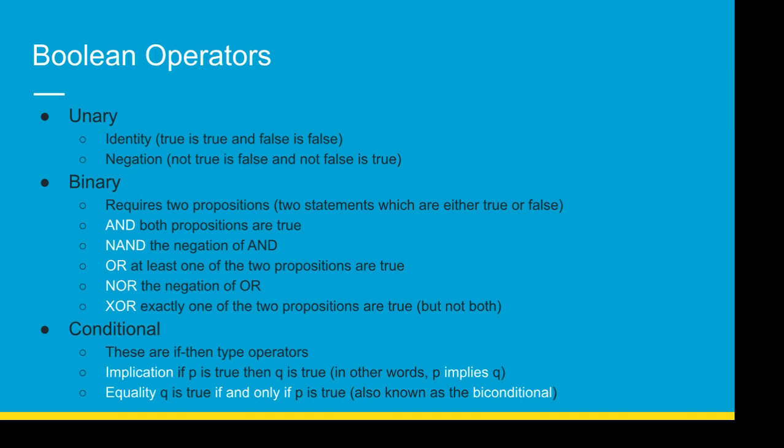There's another kind of operator called a conditional operator, and these are if-then type operators. We see this in programming, and there are two different kinds. There's an implication, which is if P is true, then Q is true. So P is true implies that Q is true. And then there's one called equality, which is Q is true if and only if P is true. It's also called a biconditional. We're going to look at these in some more detail. So this slide is just a summary of the different types of Boolean operators that you'll come across and the ones that we'll talk about.